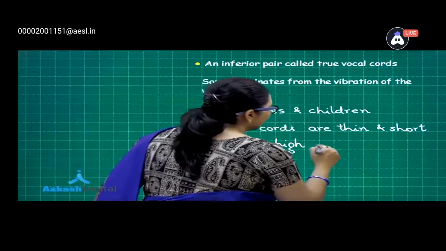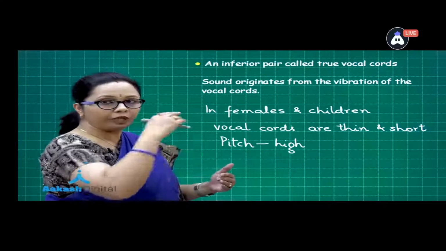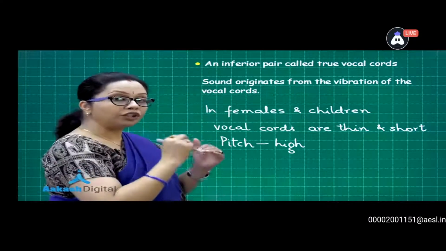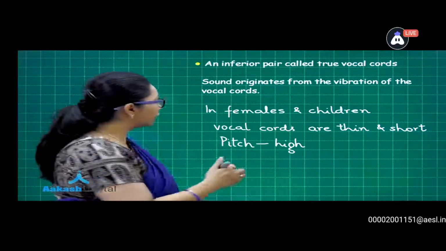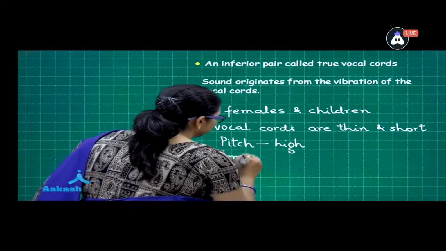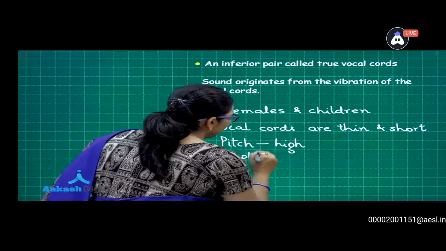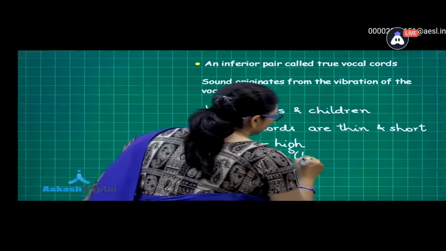Then there is another thing, that is loudness, and loudness depends on amplitude. That means how much displacement is caused in the cord when the air passes, and here the amplitude is less. Pitch is high but amplitude or loudness is less.